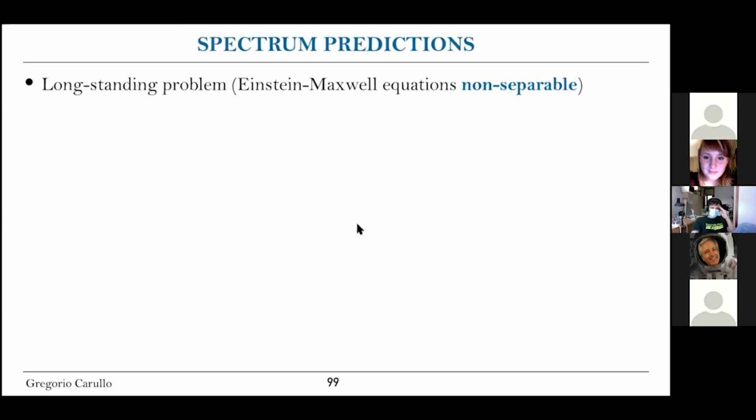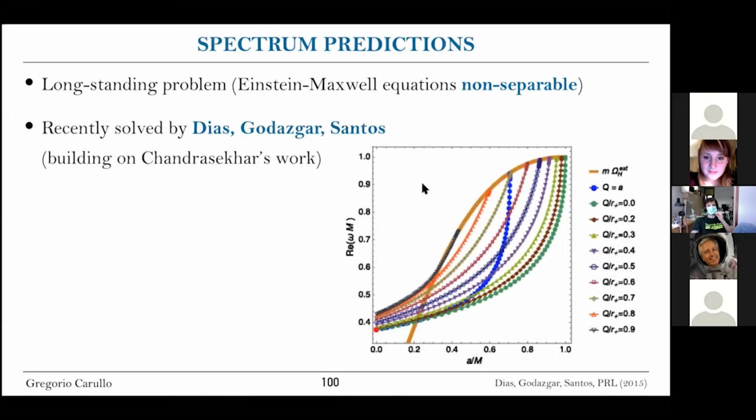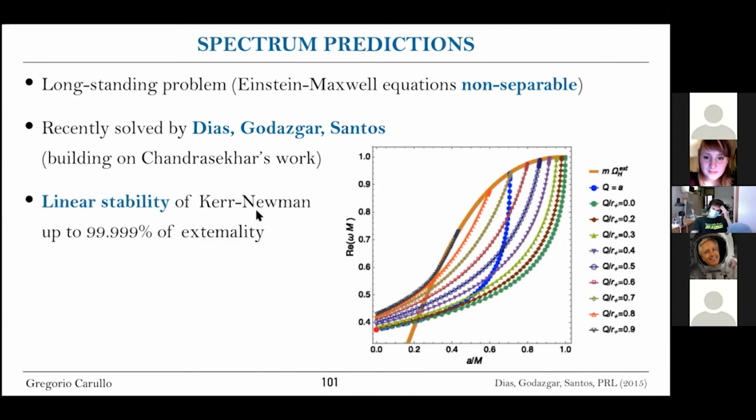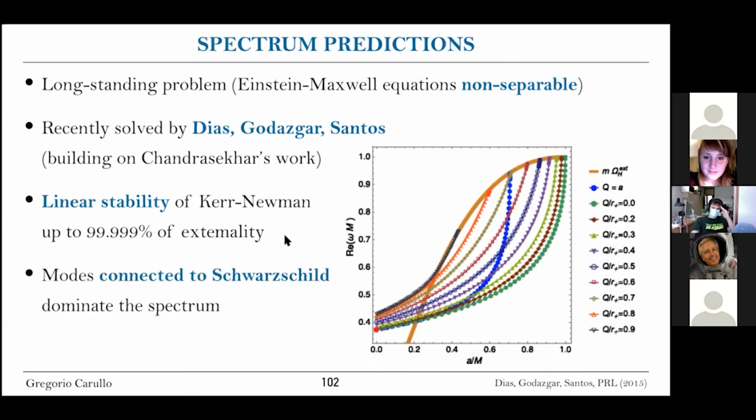And so how do you predict the spectrum? We want to do it with the merger-ringdown. This has been a long-standing problem because in Einstein-Maxwell, the ringdown equations are not separable. But it was recently solved by our collaborators, building on Chandrasekhar's work, and they could predict the spectrum for arbitrary values of the spin and the charge, and they proved the linear stability of Kerr-Newman up to very large values of extremality, which was a very interesting driving point for them.